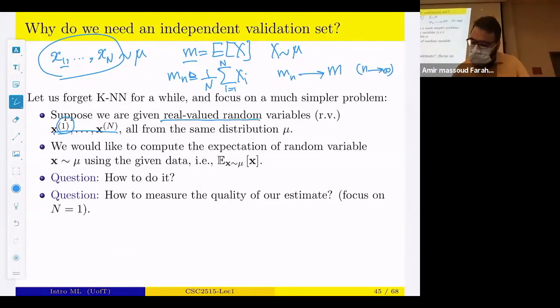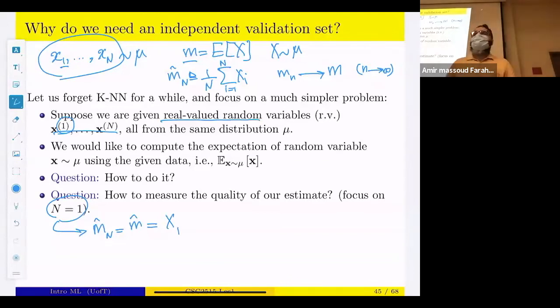So we have these types of results. Okay, maybe the better question is, how can we measure the quality of our estimate? But maybe before that, let me just focus on another case: suppose n equals one. So our estimate, which we call m hat, would be essentially x1. We have one data point, and the average of one data point is that only data point. So how close is this to m? What's the difference between m hat and m? Zero.